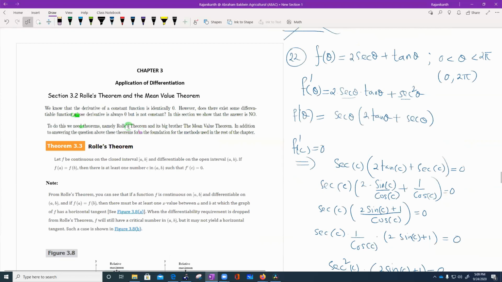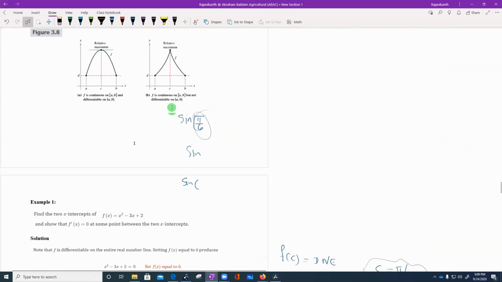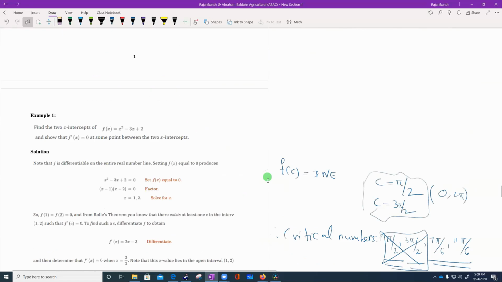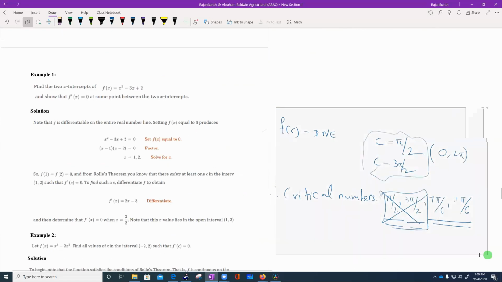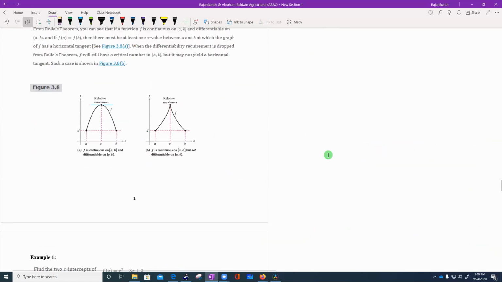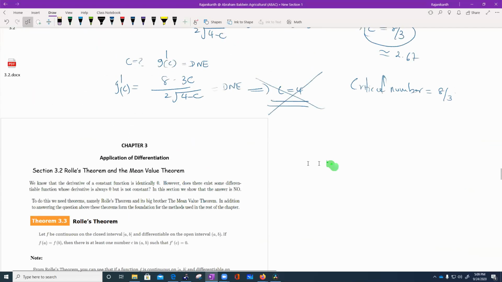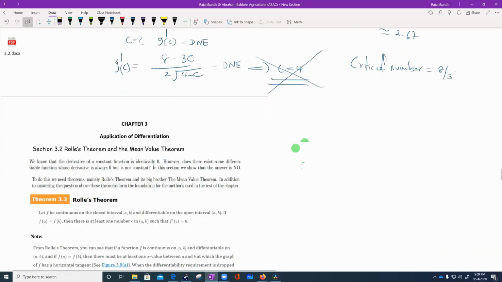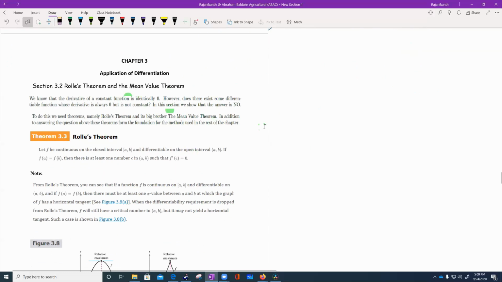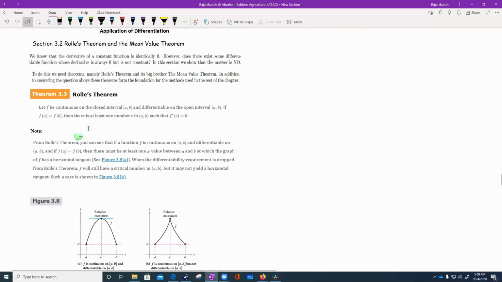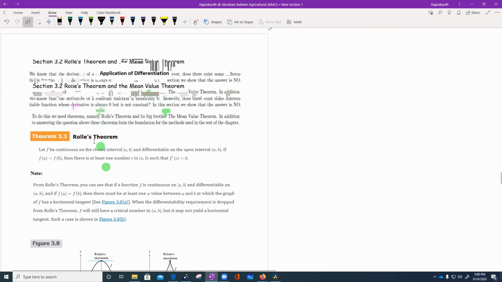Now let's move to 3.2. We are going to find what kind of extreme point the given ones are. For that, we use theorems. So let's go through first the Rolle's theorem. There are 2 important theorems in calculus. One is the mean value theorem, and the other you will see later.